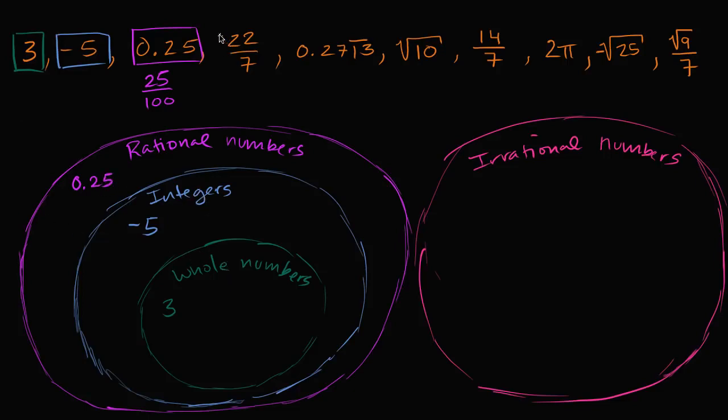Now what about 22 over 7? Well, here it's clearly represented already as a fraction of two integers, and I don't think I can represent this any other way except as a fraction of two integers. I can't somehow make this without using a fraction or some type of decimal that might repeat. So this right over here would also be a rational number, but it's not an integer, not a whole number.